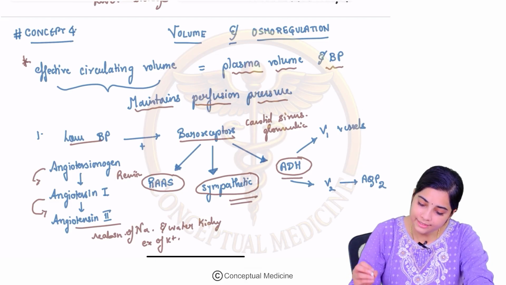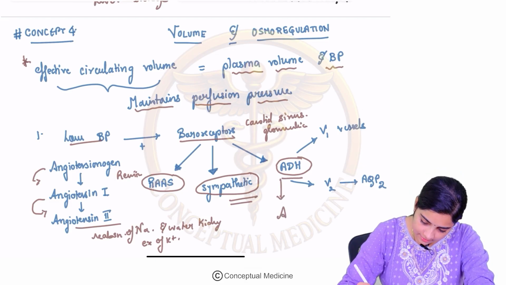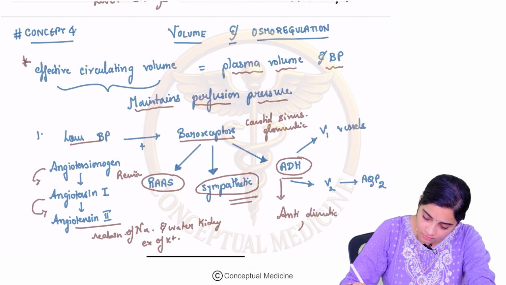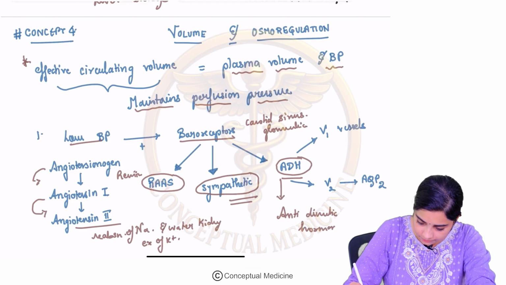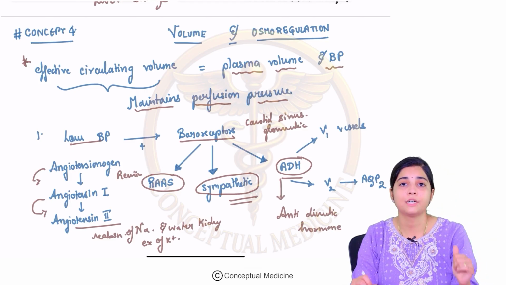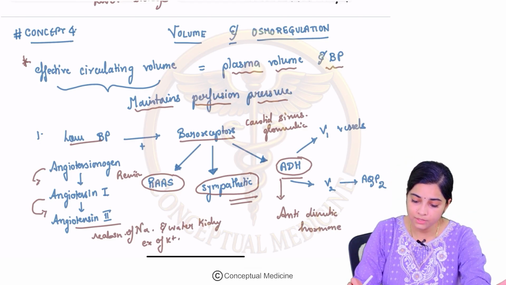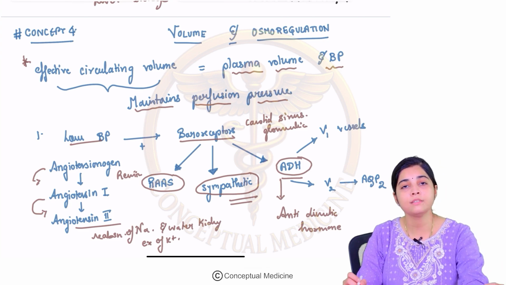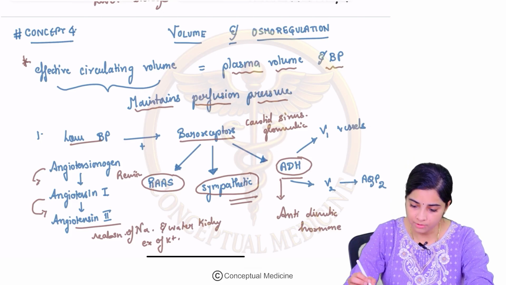What is this antidiuretic hormone? ADH basically stands for antidiuretic hormone. So what is the function of this antidiuretic hormone? As the name suggests, it prevents diuresis. So if it prevents diuresis, it helps in improving the plasma volume.